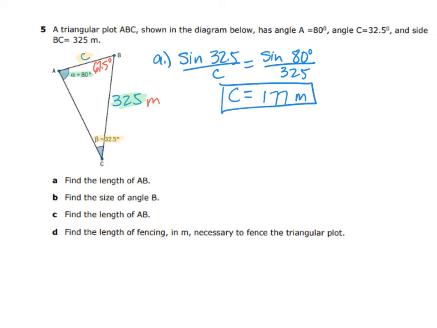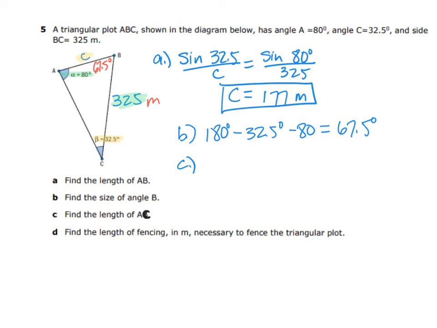Okay, then part B says find the size of angle B. Oh, we've already done that. We found the size of angle B, so that's taken care of. Again, the way I did that is I just took 180 degrees minus the two angles that were given, 32.5 degrees and 80, and that's going to give me 67.5 degrees. Okay, and then part C has a typo. It's supposed to say find the length of AC. I think I fixed that on your copy of it.